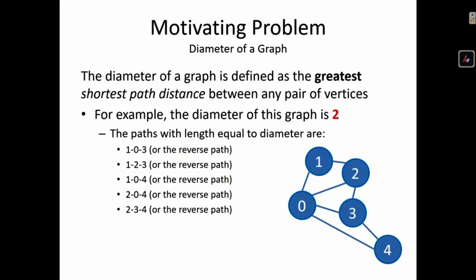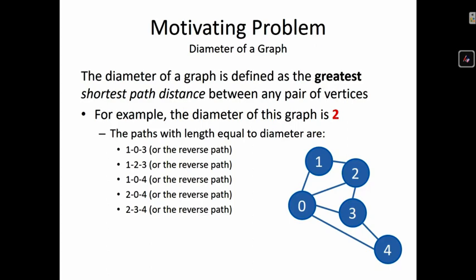Okay, so let me introduce this new problem, all-pair shortest path. It's not really a new problem, it's just a variation of your single source shortest path. Let's talk about all-pair shortest path using a motivating problem: computing the diameter of a graph. What's the diameter of a graph? It's defined as the greatest shortest path distance between any pair of vertices. You find the shortest path between every pair of vertices, and the greatest of those shortest paths is the diameter of your graph.